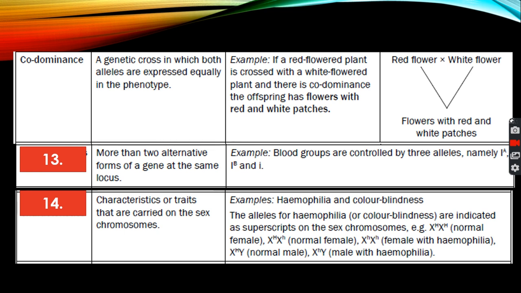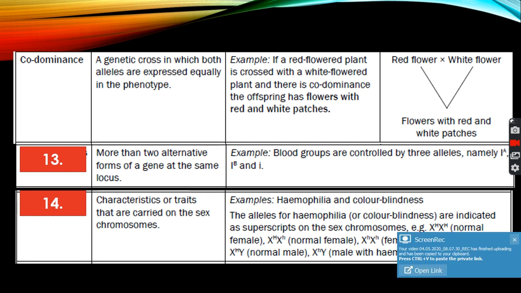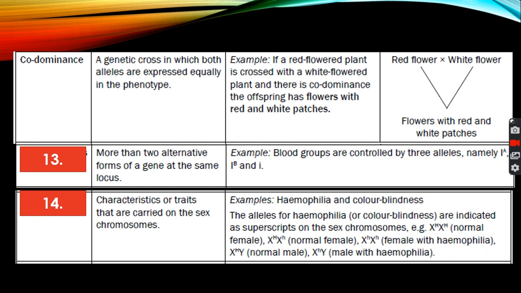You do get white cattle and you get black cattle. Then if you cross those cattle, you will get cattle with both black and white. So we call that a codominant. A genetic cross in which both alleles are expressed equally in the phenotype. For example, if a red flowered plant is crossed with a white flowered plant and there is codominance, the offspring has flowers with red and white patches. So it is important, my people, to understand these three types of dominance.